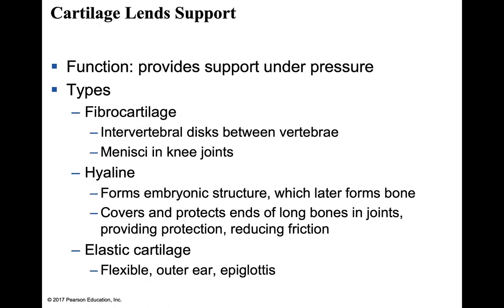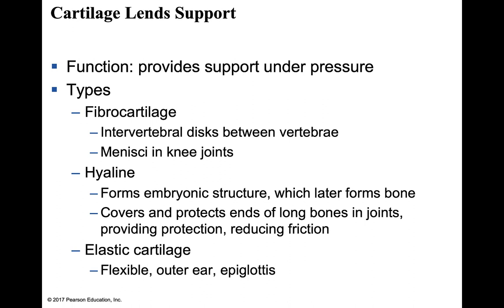Now, cartilage, what it really does is provide support under pressure situations. And the types of cartilage that we want to actually introduce are fibrocartilage. And the best example of fibrocartilage are the intervertebral discs between our vertebrae. And we'll take a deeper look at those a little bit later. And then the meniscus in knee joints. Some of you may have torn a meniscus and had to have arthroscopic surgery to repair it. So that's a really good example of fibrocartilage.